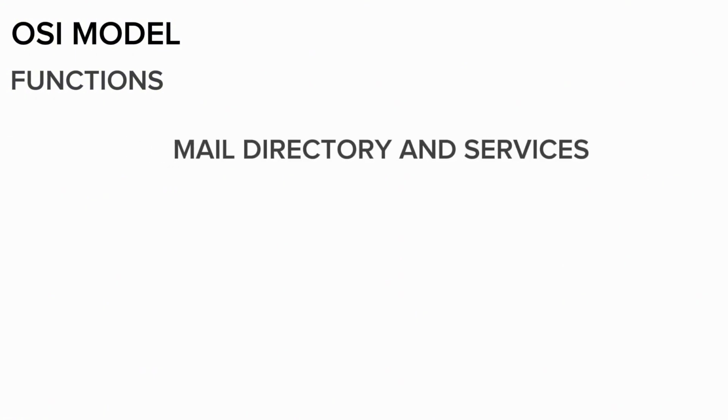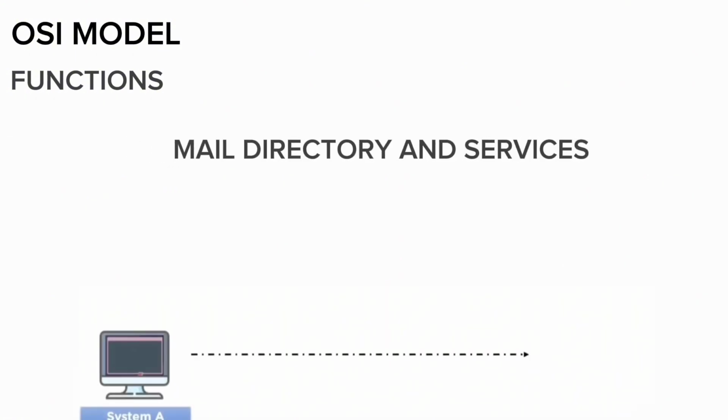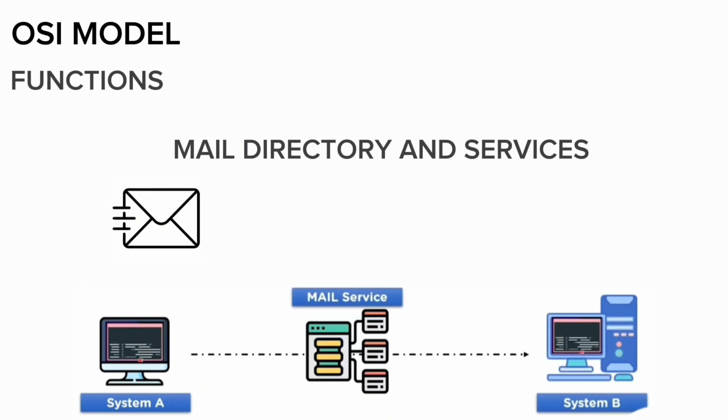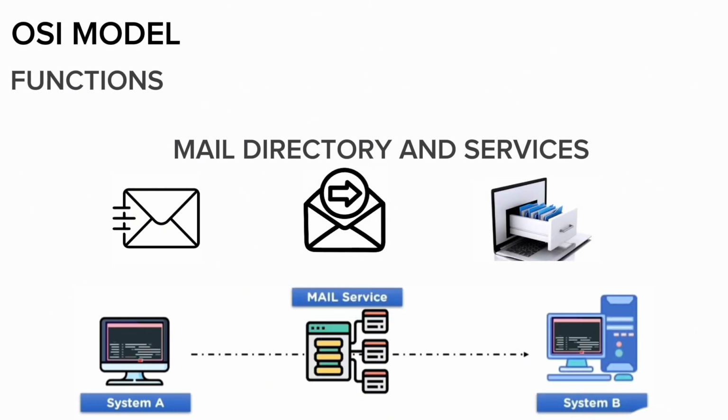The last function of the application layer is the mail and directory services. The application layer is also responsible for handling email, forwarding, and storage. This function of the application layer is also responsible for handling access rights for global information on multiple network services.